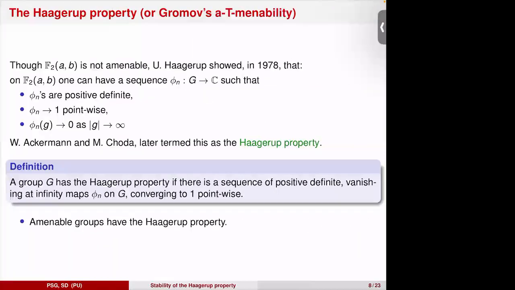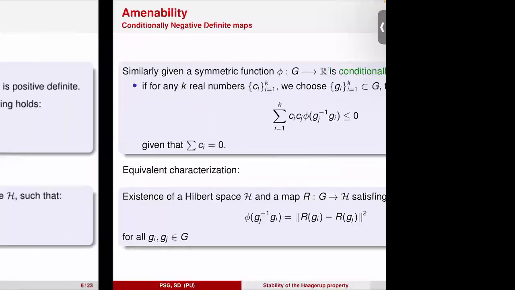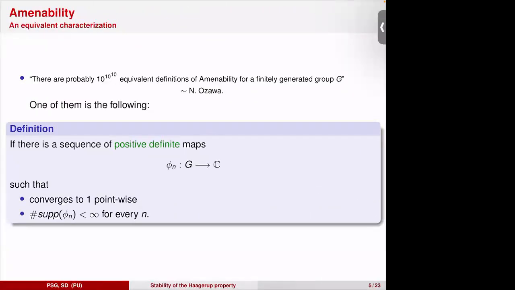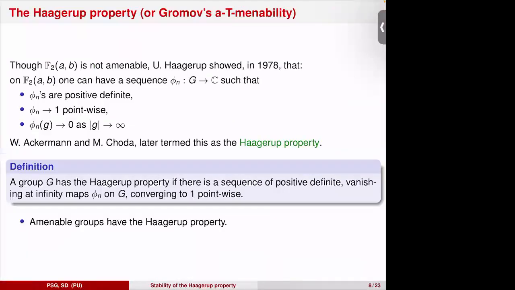Okay, so I had given the definition of amenable groups in terms of this sequence of positive definite maps. Though free groups are not amenable, Haagerup in 1978 showed that on the free group you can have a sequence of positive definite functions which converges to one pointwise, but instead of finitely supported functions, you will have a sequence of functions which are vanishing at infinity type of functions.